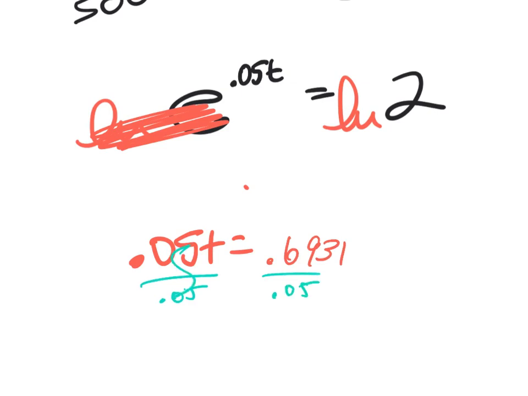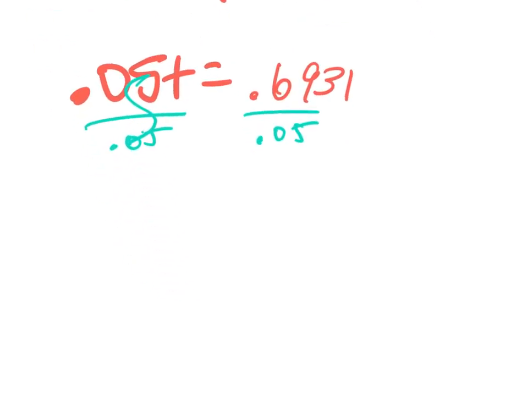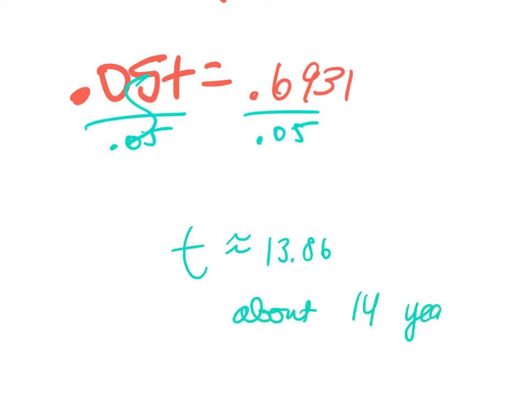And what is the approximate time for continuous? What's 0.6931 divided by 0.05? 13.86. So about how many years is that? 14. You could say about 14 years.